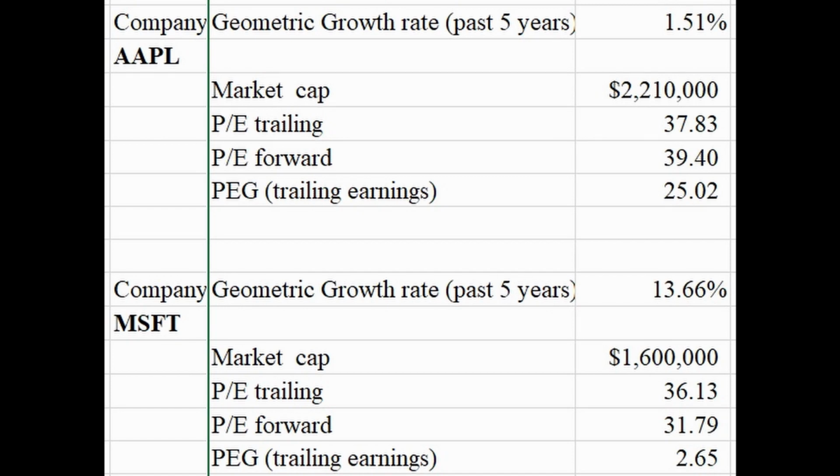So when you look at Apple, using a geometric growth rate, their earnings are really going nowhere. We have a growth rate of about 1.5%. This means that with a PE ratio close to 36 or 37, they're going to end up with a PEG ratio of about 20. Compare that to Microsoft over here, whose earnings have actually grown quite a bit over the past 5 years. Their geometric growth rate average is about 13.6%. Because of this, their PEG ratio is 2.65. Quite a difference. So if you got to choose between Apple and Microsoft, the choice is clear.